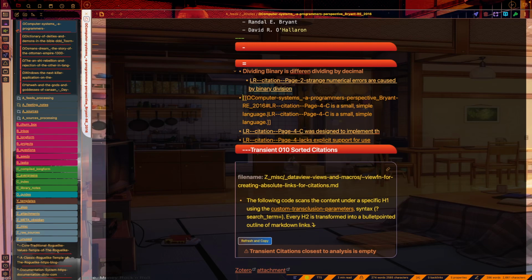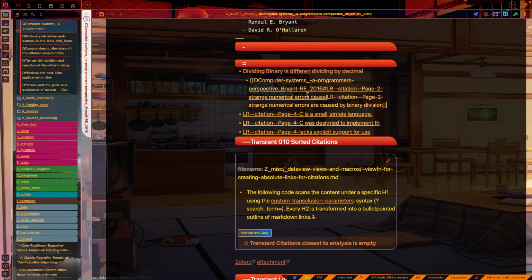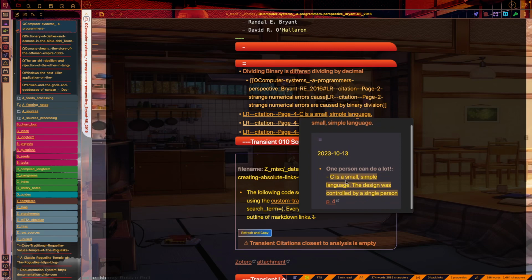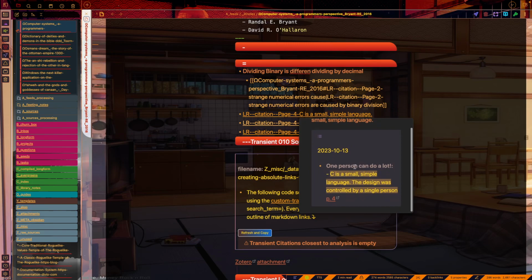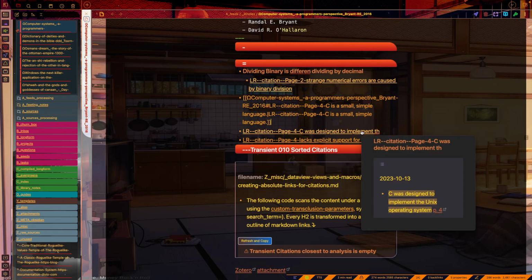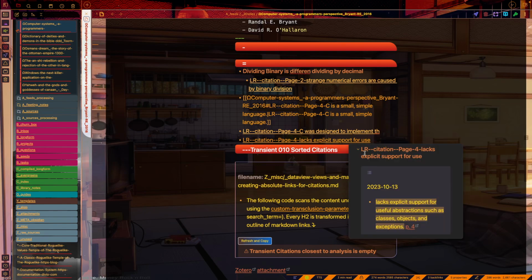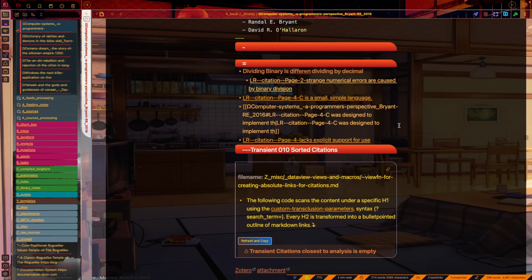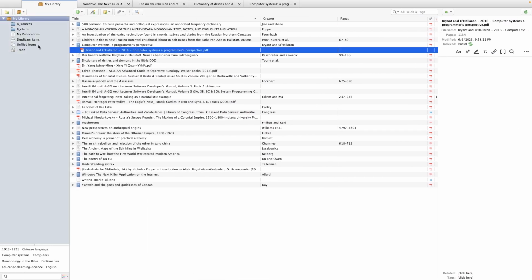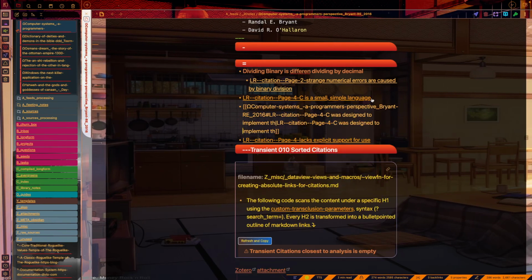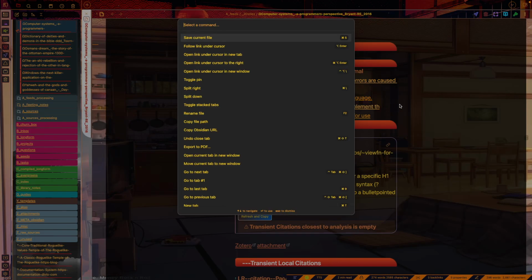Okay, and then we have C is a small simple language, and I already know that small simple is designed by, controlled by one person, right? And then there should be a comment here that says designed by one person actually. Where's my comment? I made a comment here and it didn't update. I think the thing didn't update.